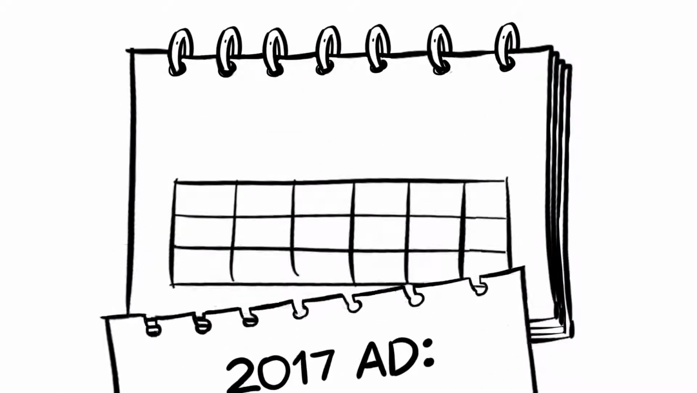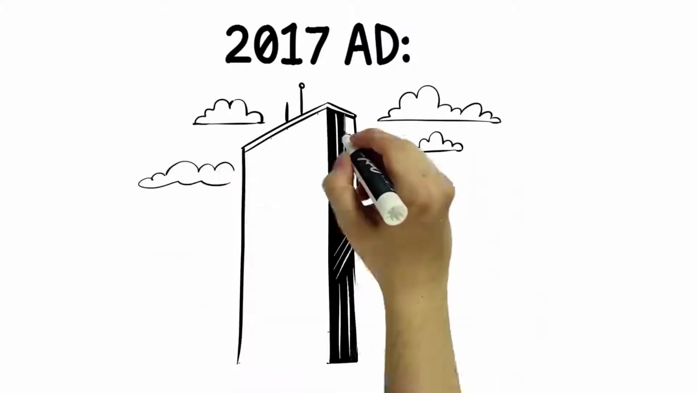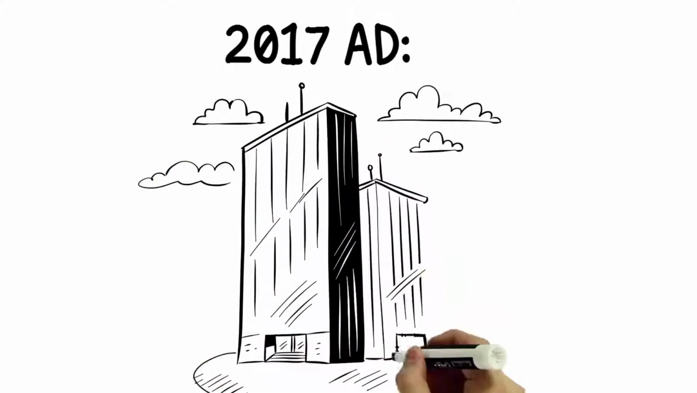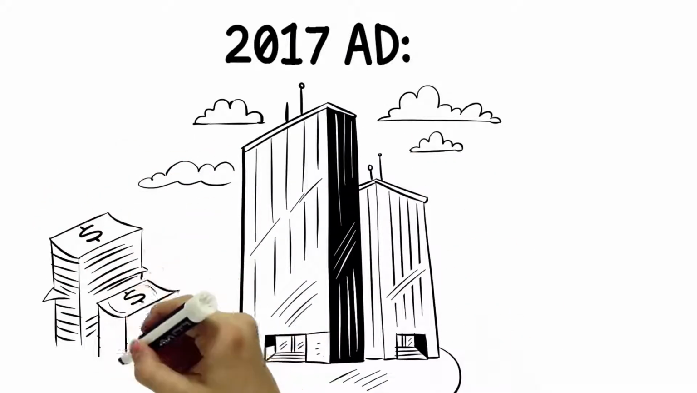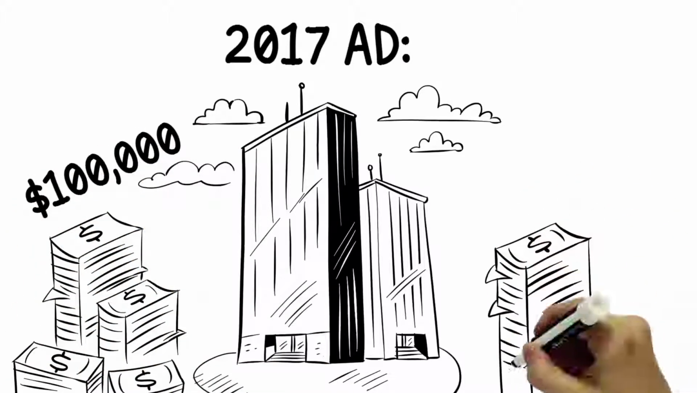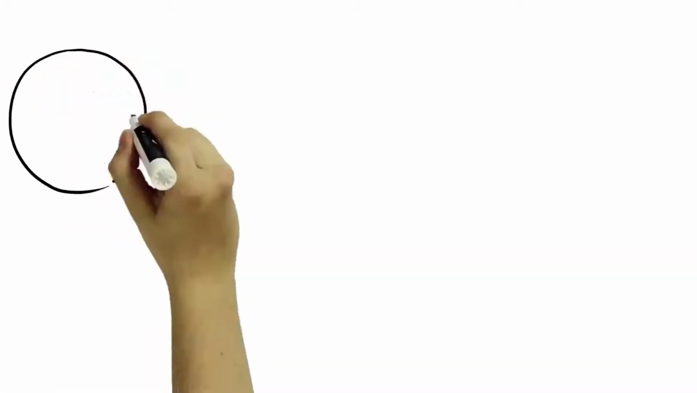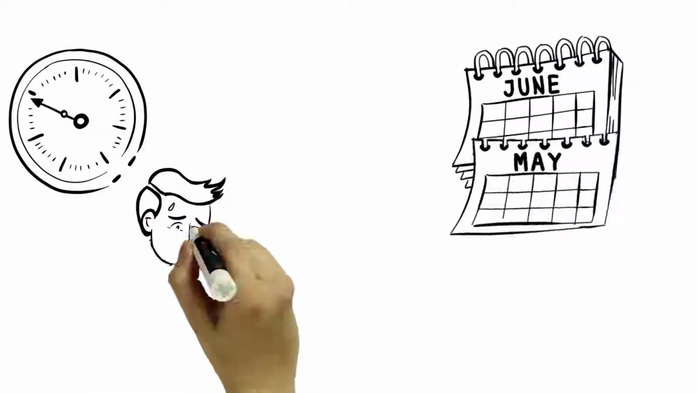2017 AD. Fast forward more than a century to the year 2017. Today, federal law requires performance and payment bonds for all public work contracts in excess of $100,000 and payment protection for all contracts above $25,000. But obtaining a surety bond can be a grueling, time-intensive process.